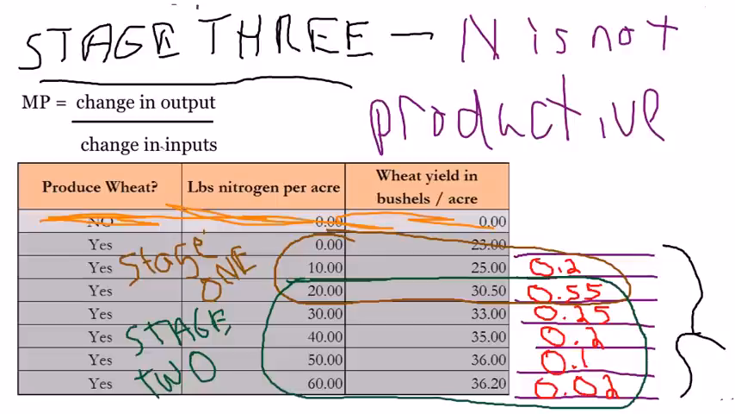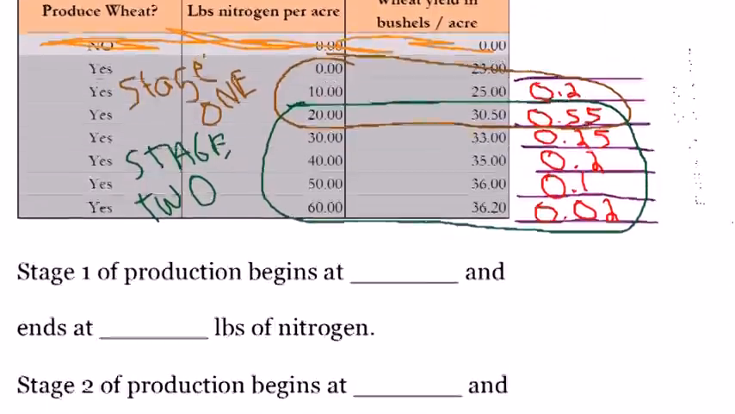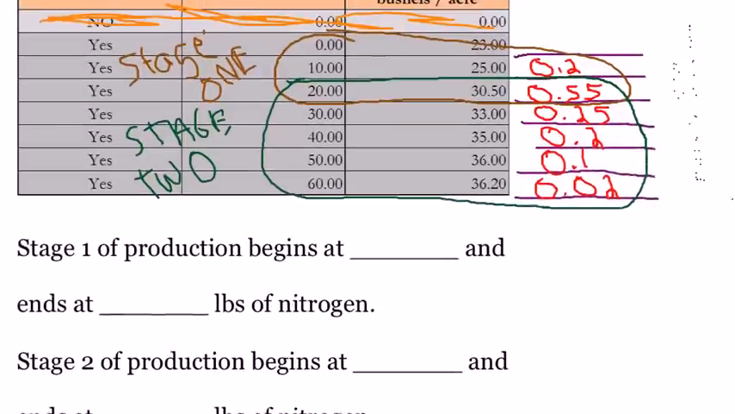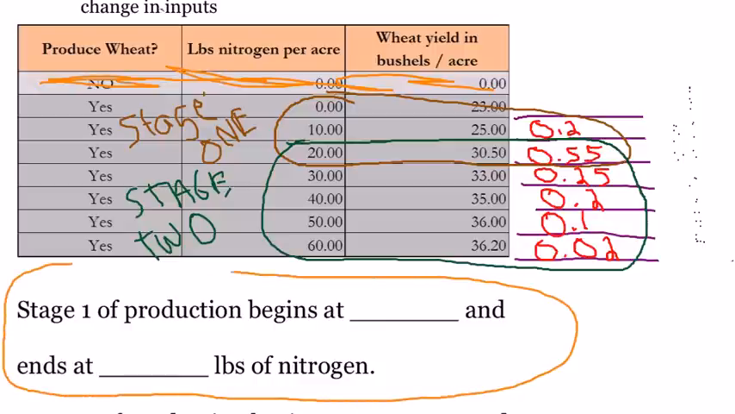Now let me show you the type of multiple choice question you might see regarding something like this. Consider this question. Stage 1 of production begins at what level of nitrogen use and ends at what level of nitrogen use? Well, stage 1, we see that it begins at 0 pounds of nitrogen and ends at 20 pounds. At least that's how we're going to answer the question.